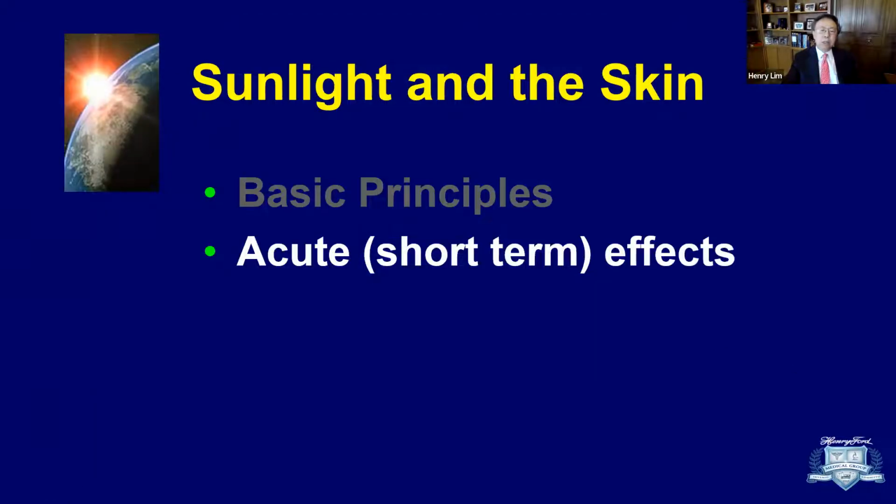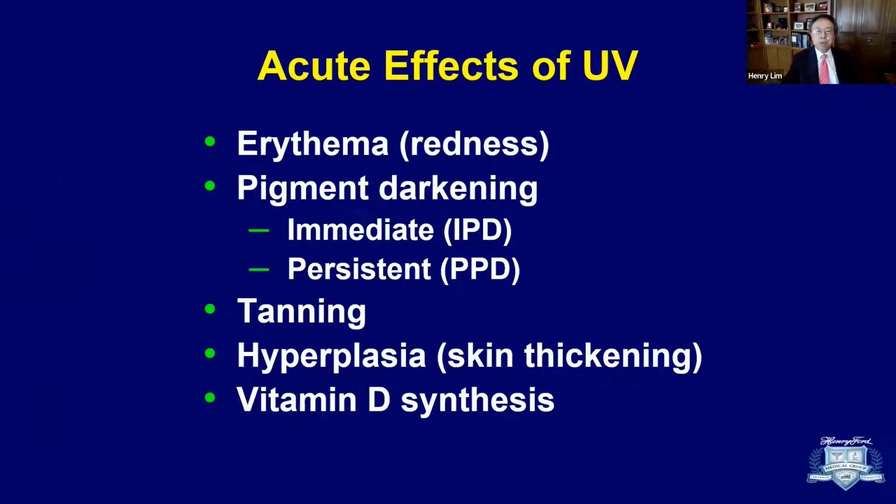Let's now talk about the long-term and short-term effects of the ultraviolet light. Let's start with the short-term effects. When we talk about ultraviolet light, we are all most familiar with the redness, the sunburn reaction that can occur, but actually ultraviolet light can also induce pigment darkening, tanning, thickening of the skin, hyperplasia, and vitamin D synthesis. I will go over each one of these for you.